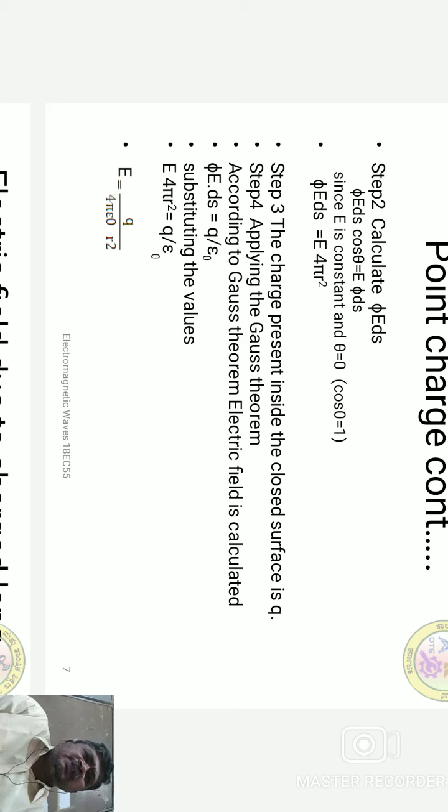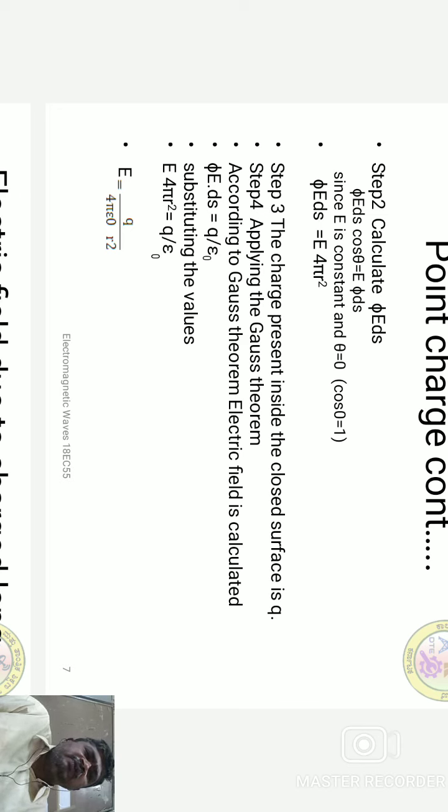The ds value is going to be 4 pi r square, the complete surface of the sphere. So now E is a constant, I have taken out the integral of the ds, the complete surface area, which is going to be 4 pi r square. So that 4 pi r square I will substitute for ds. And theta value is going to be 0, so cos 0 is equal to 1.